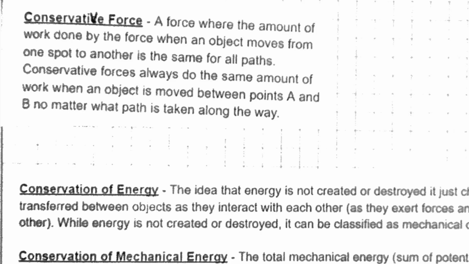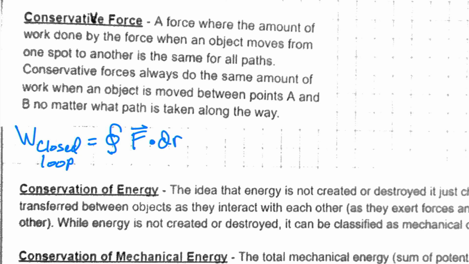One way of defining a conservative force, and note my little typo there, is that for a conservative force, the work for a closed loop, and a closed loop has a special integral sign, like that. If you look at your E&M equation sheet, you'll see those a few times. We will deal more with these next semester. But a closed loop integral of F dot dr for a conservative force will equal 0.